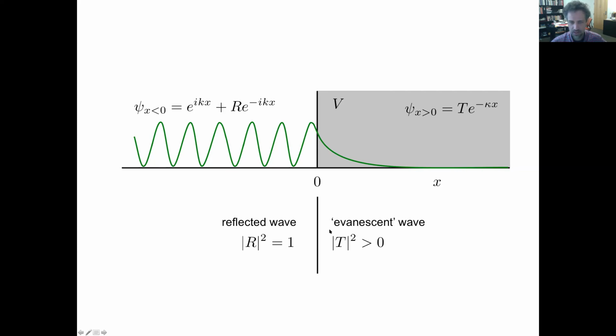Now there's a name for this. That's called an evanescent wave. So we have a reflected wave, chance 1, and an evanescent wave, chance higher than 0.